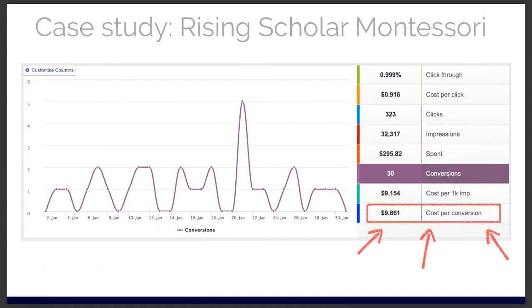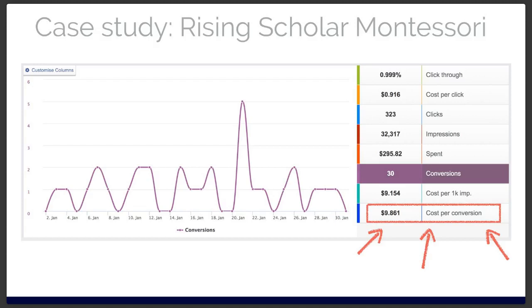So let's look into this case study here. This is Rising Scholar Montessori. So this is a campaign over basically a 30-day period. And so this graph, this squiggly line graph, what it's showing you is the number of conversions. So in that month, they got 30 conversions.